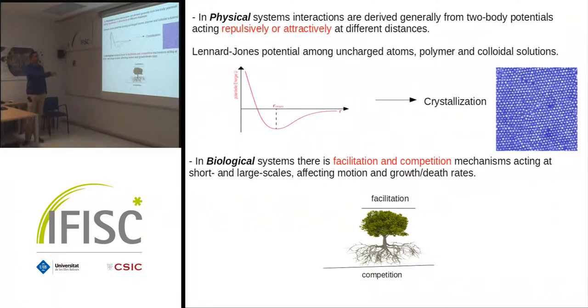And then you have short range facilitation of the crown of the trees. So you understand more or less, no? You compute the root, the large scale competition due to the roots, and the short range facilitation and mutualist effects because of the crown. Okay. This is what typically happens in biological and physical systems.